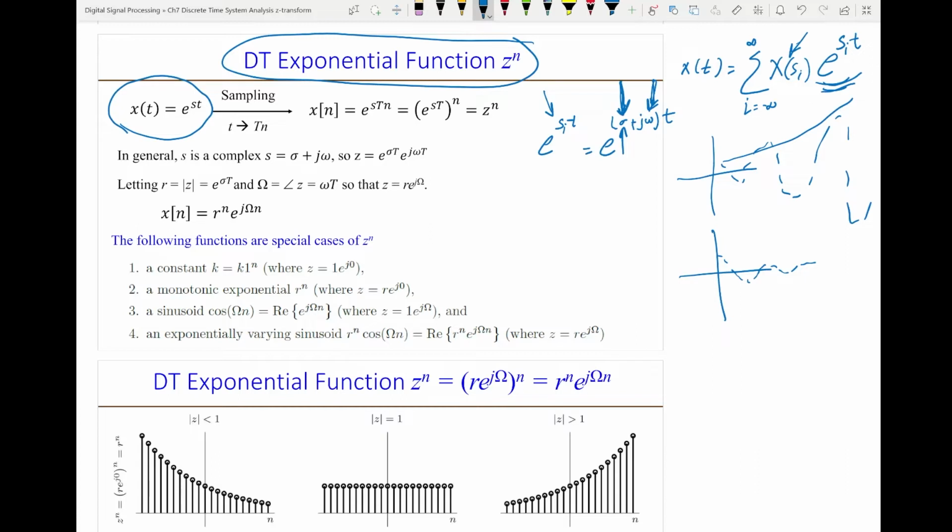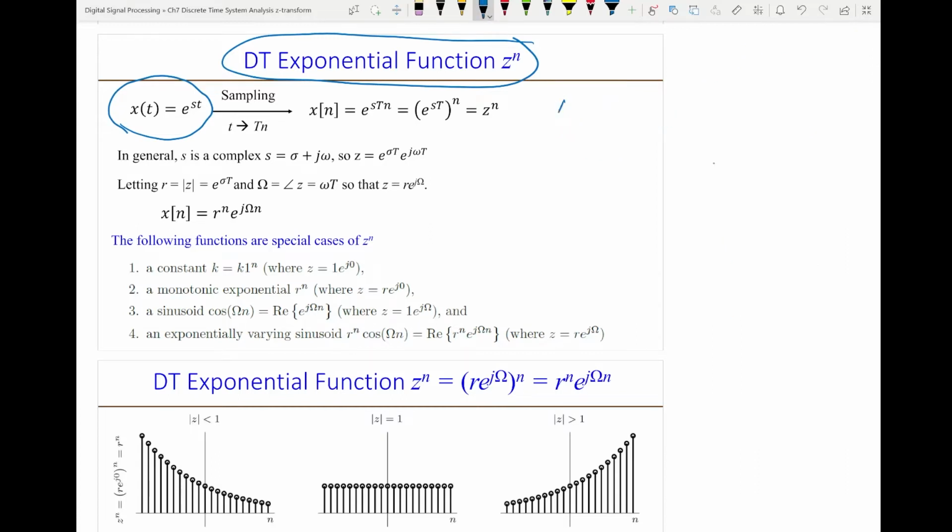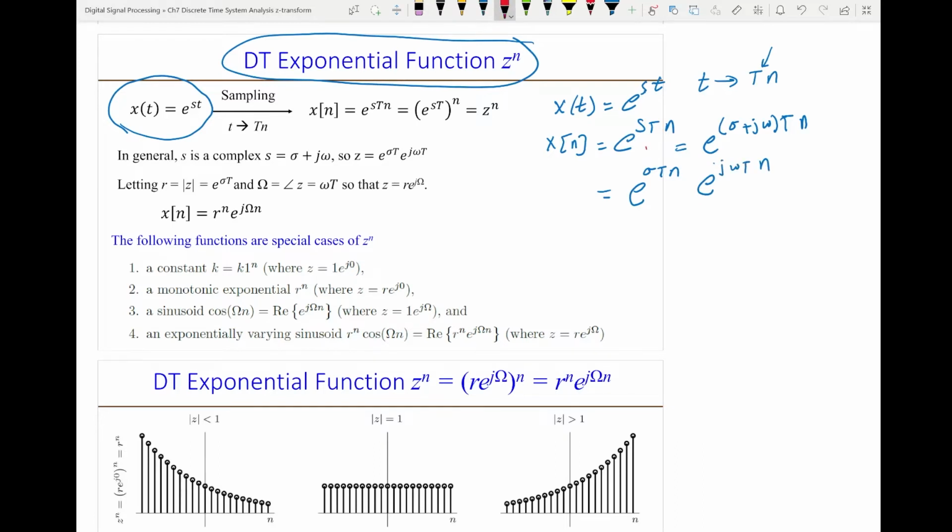So the first step is, if I want to convert x of t, e to the s t, to a discrete signal, I will let t be nT, where T is the sampling interval. So now the discrete signal x of n, if s is complex, I can express this signal as e to the sigma nT times e to the j omega nT. Since sigma here is real, it could be positive or negative, this quantity here will be just a number. It could be 1.8, 2, 20, or 0.1, 0.2, 0.3.